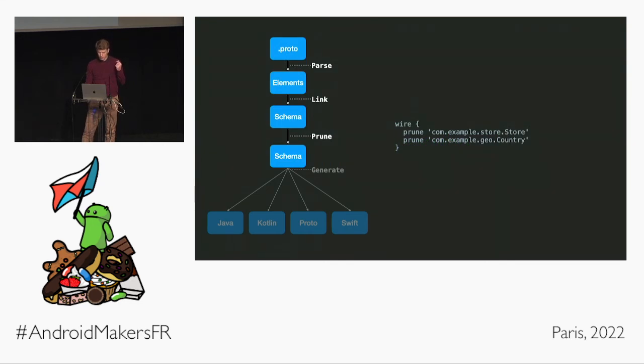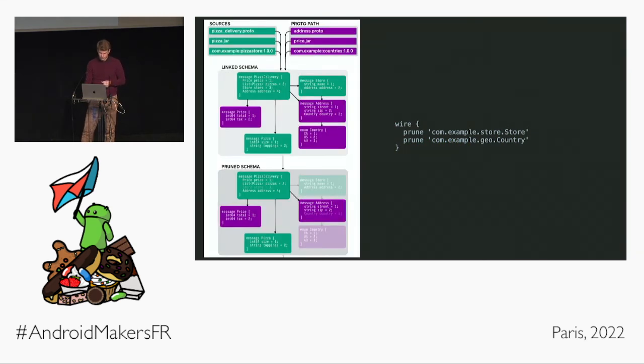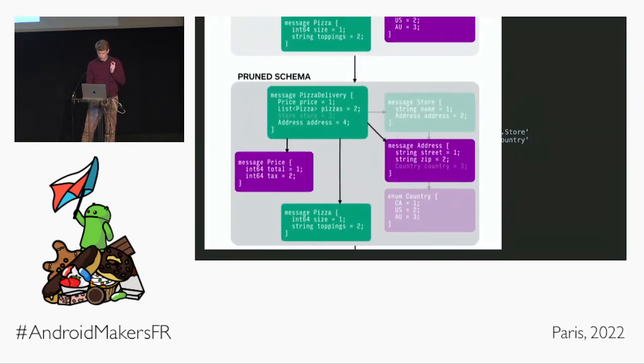The other way to prune is basically saying, okay, those types, I want them gone. It's not ignoring, it's just removing everything. So the same example, if we pruned store and country, you can see in pizza delivery the field store has been removed as well. So on generation, there won't be any store fields. And same for address with the country, but it's product path, so it doesn't really matter.